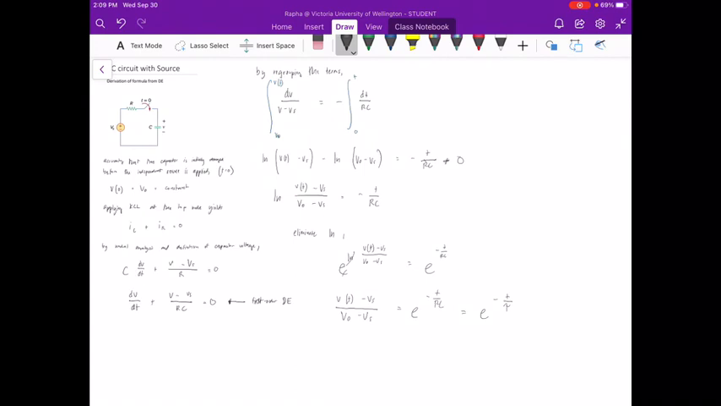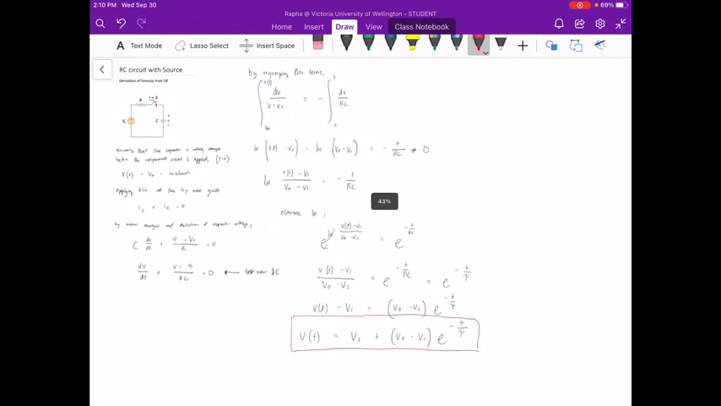Then we have Vt minus Vs is equal to Vo minus Vs times e to the power of negative t over tau. Then our Vt is equal to Vs plus Vo minus Vs times e to the power of negative t over tau. So this is now our final formula. We haven't arrived at an answer yet.